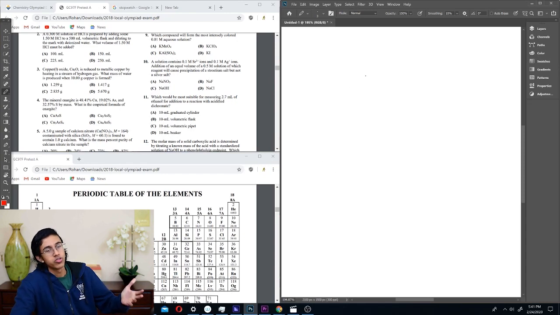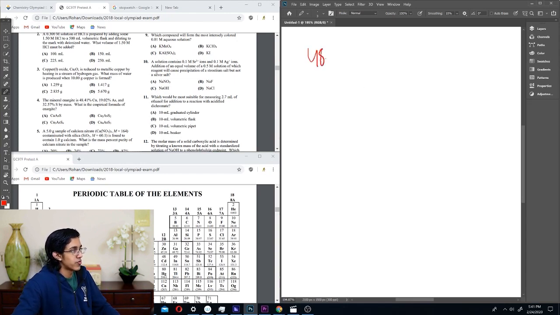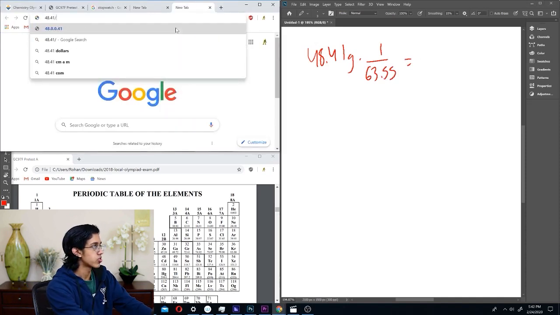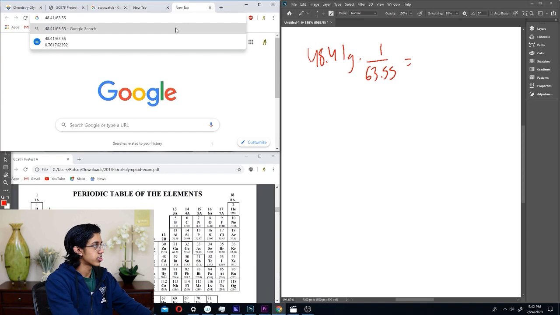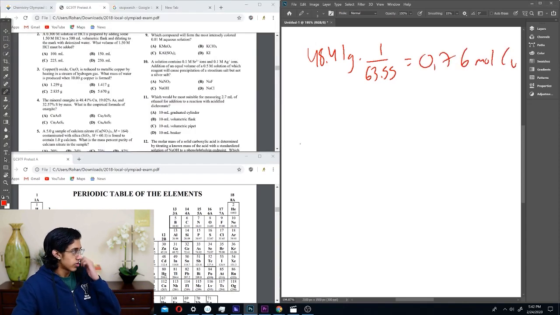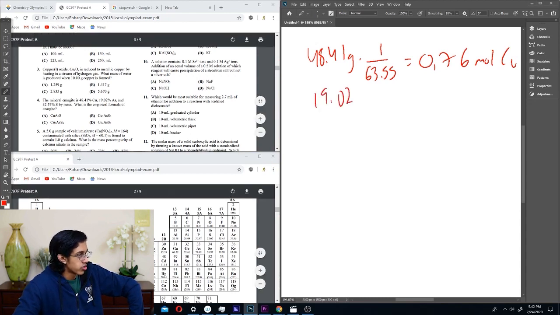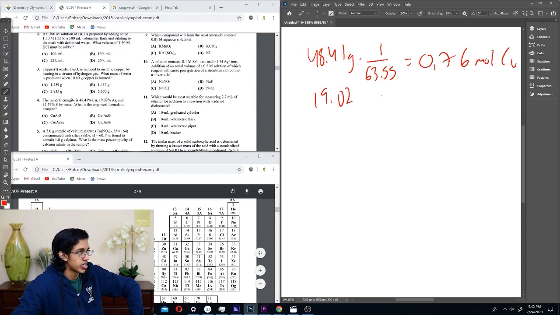So what you have to do is assume there's 100 grams, so there's 48.41 grams of copper. Converting to moles, 48.41 over 63.55 gives us 0.76 moles of copper. Then we want to do arsenic. We had 19.02 grams. Over here, 33 on the periodic table, 74.92.